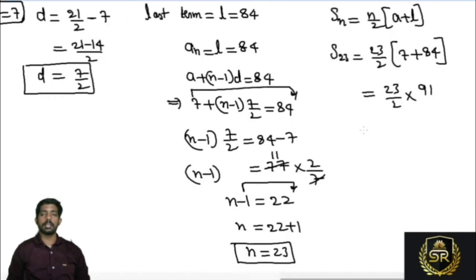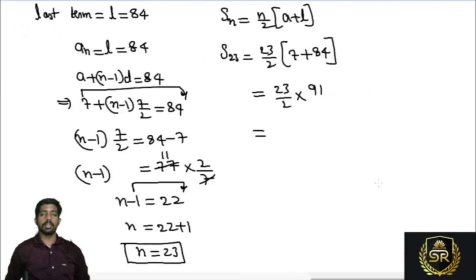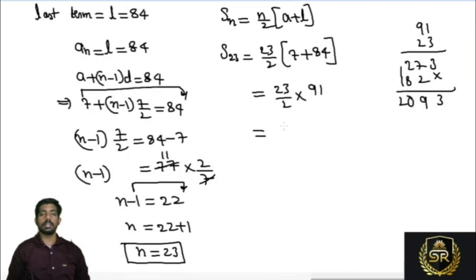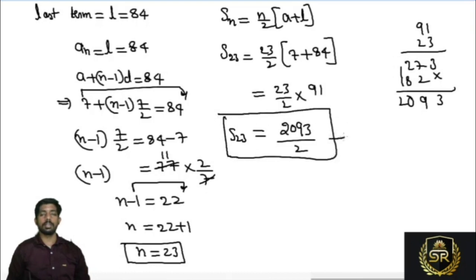So if I multiply this term, I can get the result. This is 91 and 23. 3 ones are 3, 3 nines are 27. 2 ones are 2, 2 nines are 18. So add up, we get 2093. 2093 by 2 is the sum of 23 terms. Therefore this is the result. Okay, this is the solution.